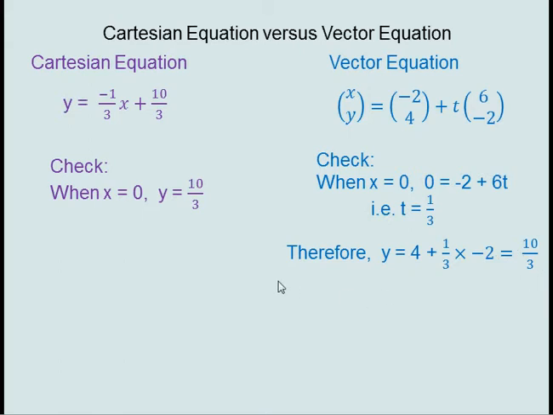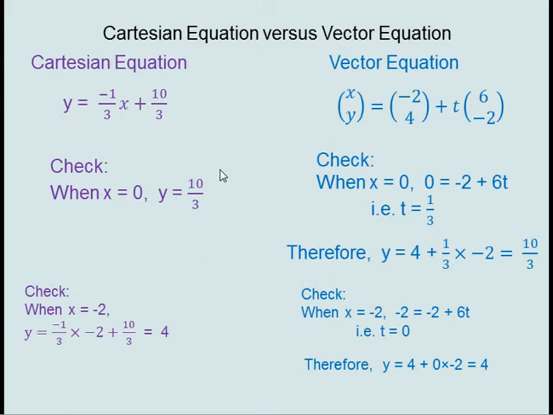Pick another example, another point. When x equals minus 2, y equals 4. Sub that in here. When x equals minus 2, t equals 0, so y equals 4. You could pick a few more points and check a few others for yourself if you really don't believe me. Trust me, it works.